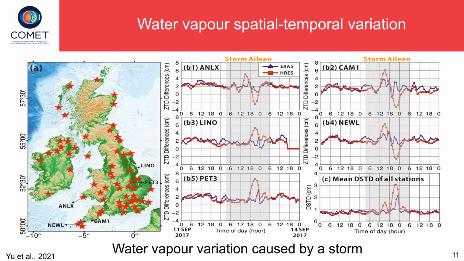So for this kind of change, if the troposphere is not changing over time, we can estimate it very well. But if there is a storm, there is a rainfall, there is a sudden change in the troposphere environment, the error will be very large. So the change is very important.